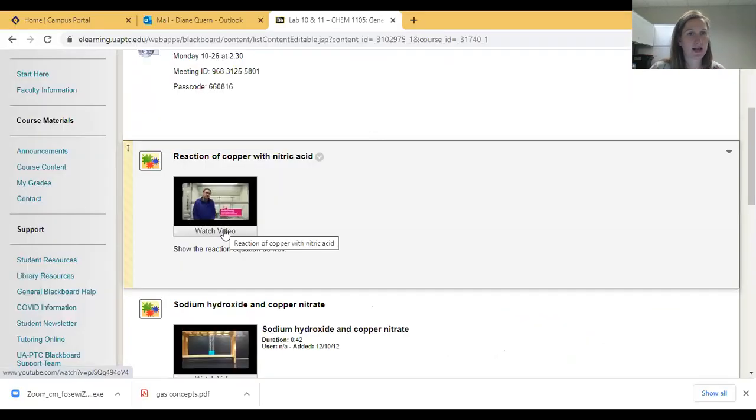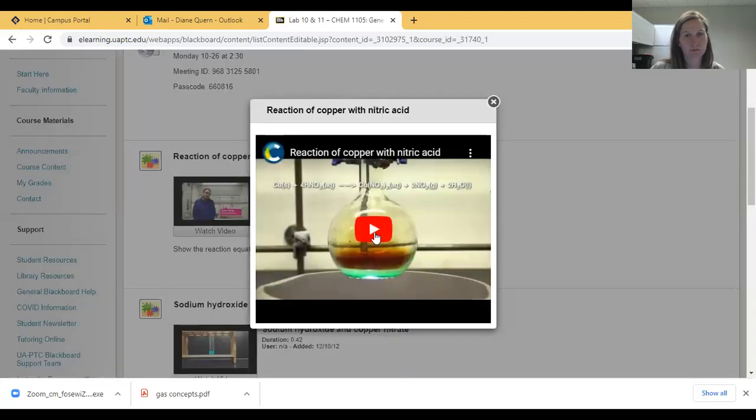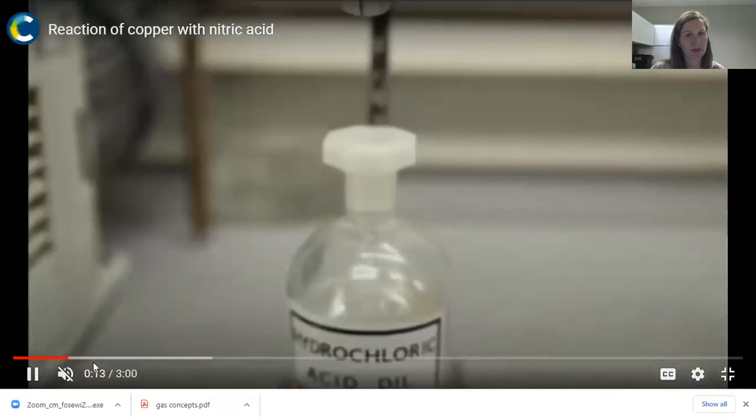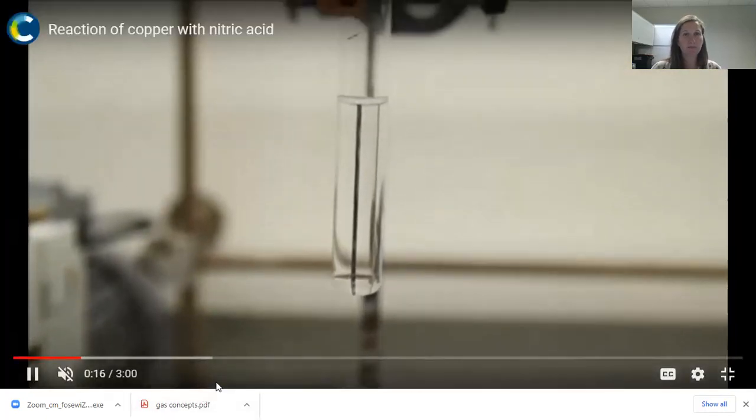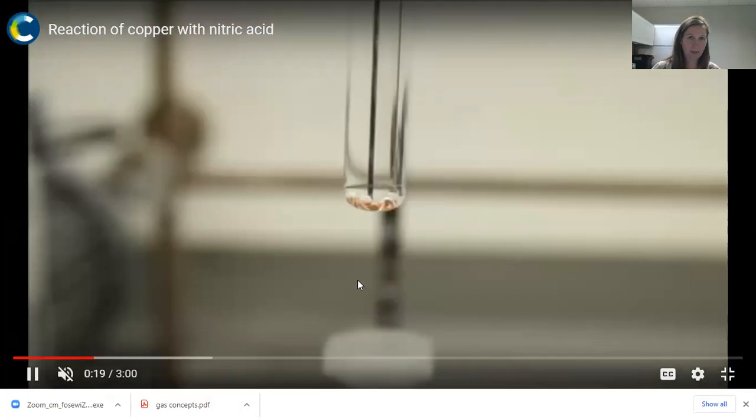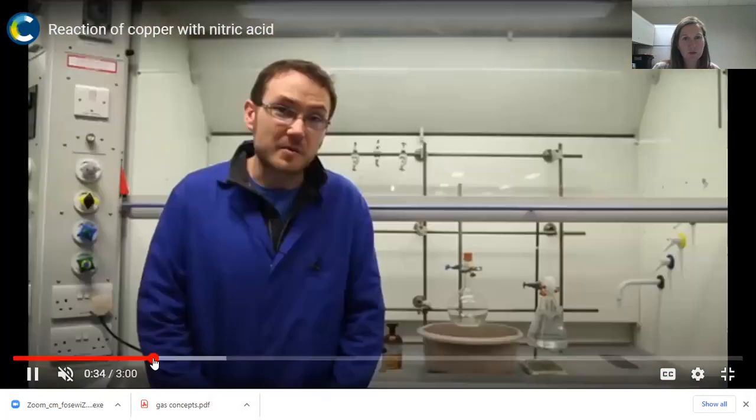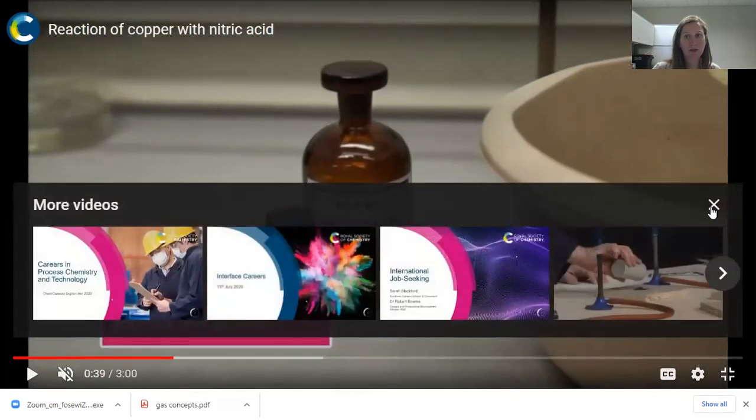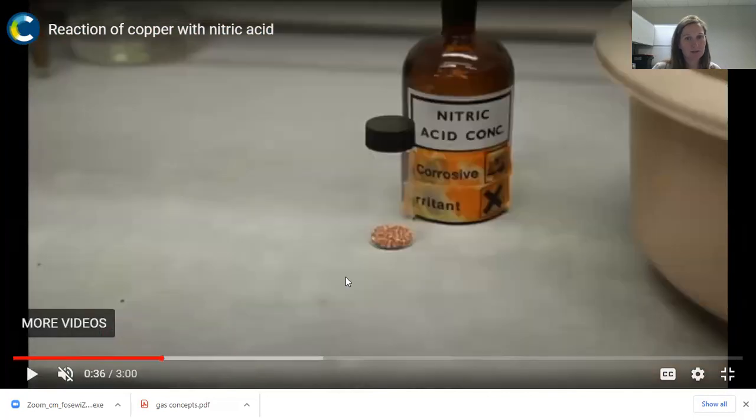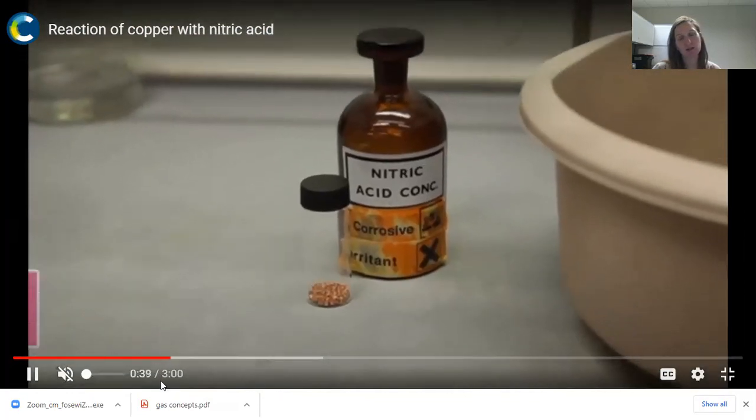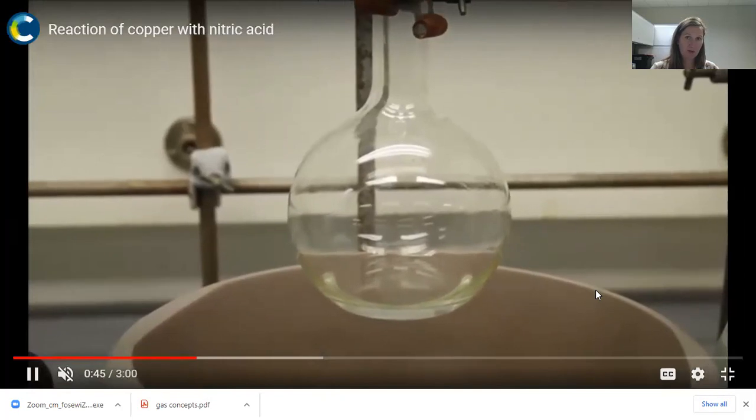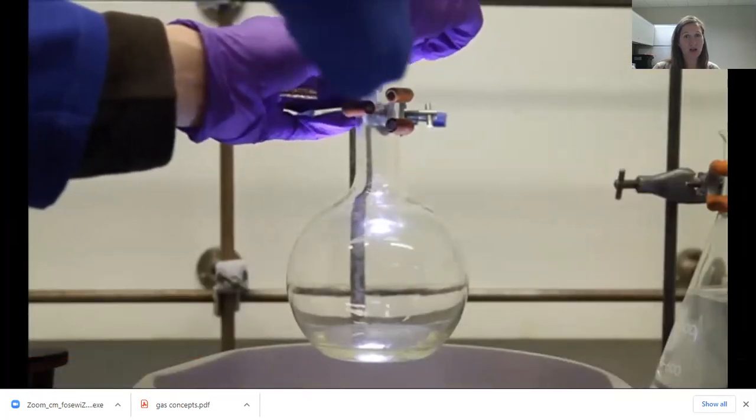So copper with nitric acid. Fast forward it a little bit because he talks a little bit about it. So that's the nitric acid. He's doing a test first that has nothing to do with the reaction. So let's look. There we go. So you can see the copper. Pause that quick. You can see the copper is copper colored, right? And then the nitric acid is actually a clear colorless liquid. You can see the nitric acid is already in that volumetric flask, and he's going to add now the solid copper to it.